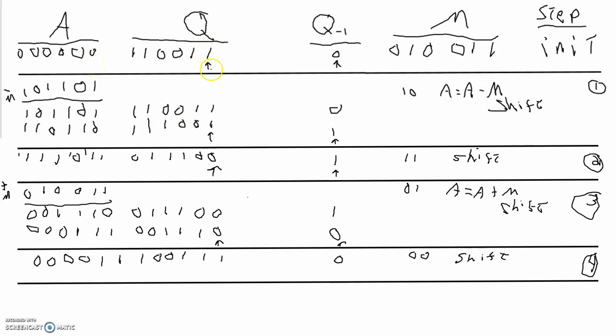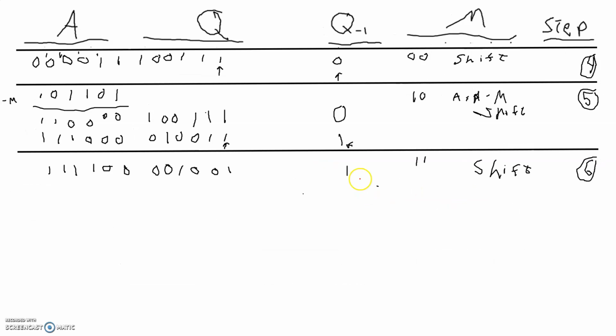And remember, for a step, we look at Q0 and Q minus 1. Based on those bits, it's decided what to do. In the case of 1, 0, we subtract M, so we can add negative M. In the case where you have 1, 1, you just do a shift. And in the case of 0, 1, we add M. So the prior video got us up to this point right here.